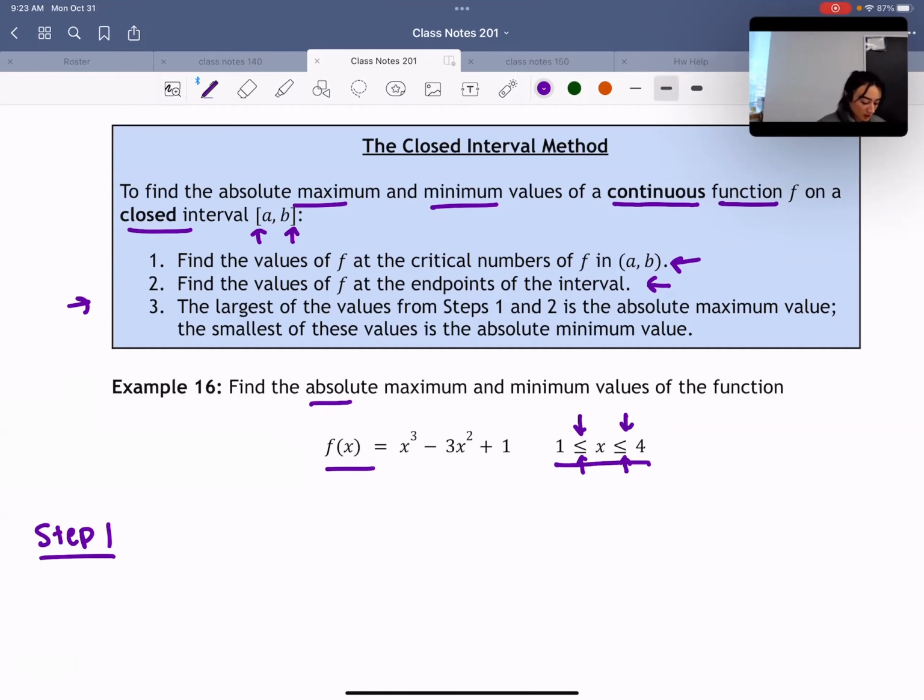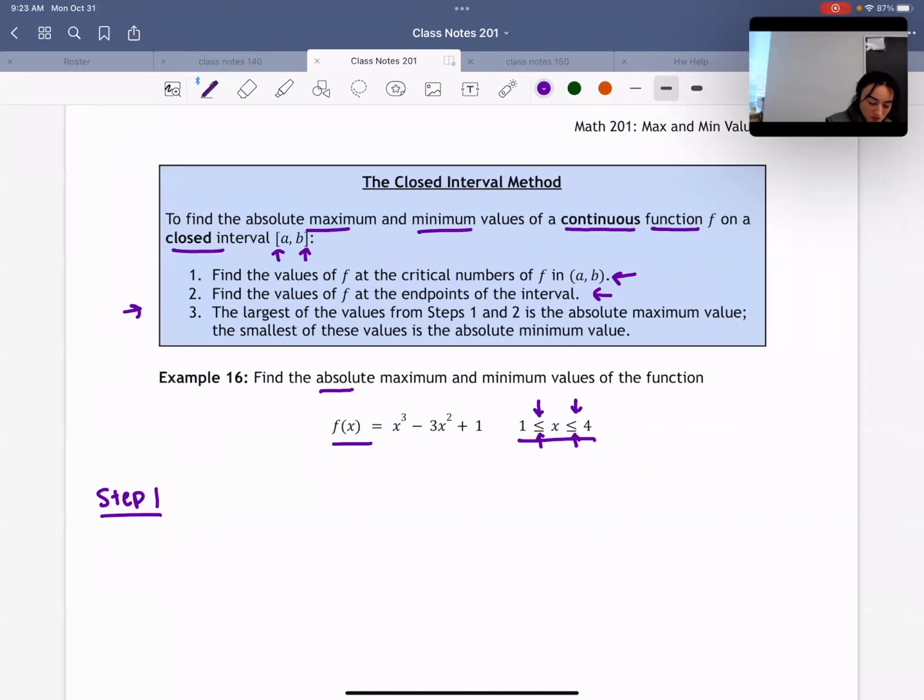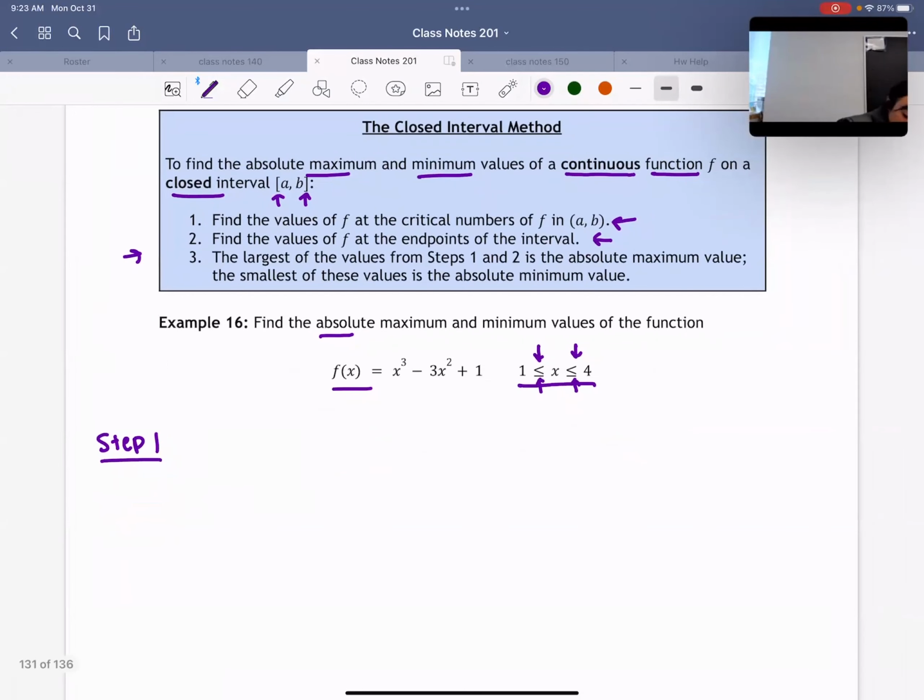Okay, maybe we should find the critical values first, right? Critical values, I guess I have to find the derivative, right? That might be a good place to start. What's the derivative of my function here? Good, 3x squared minus 6x.